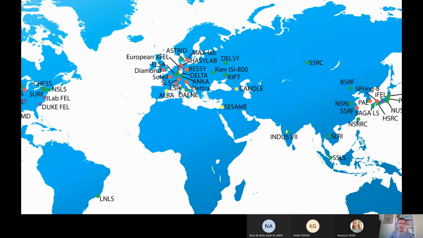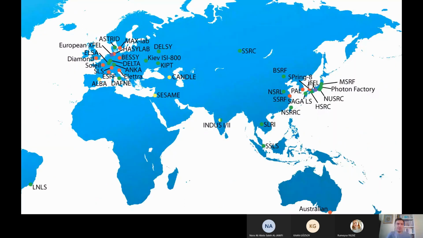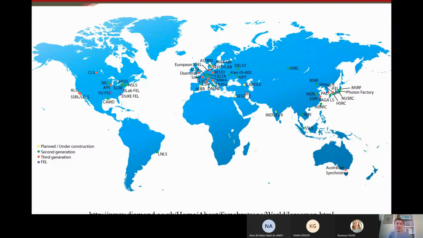So what do you see here? You see many second generation and third generation synchrotron light sources and also FELs in North America, in the United States and also in Canada. Here in Europe, you also see many second and third generation synchrotron light sources and also FELs, also in Ukraine and Russia, and also in China and Japan, you see many light sources.